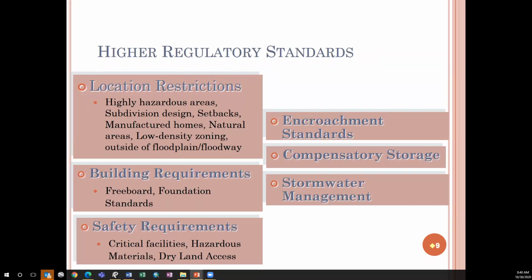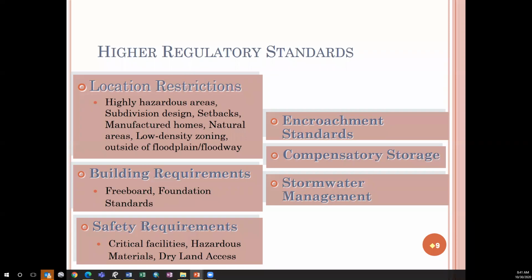Adopt higher standards for manufactured homes. It's one thing to say, well, a manufactured home has to be anchored, but maybe you adopt standards that say, you know what, we find as X community that it's not in the public interest to even allow them in the floodplain in the first place. That's a higher standard than the base FEMA requirements. Some of the building requirements, I just mentioned freeboard, the strength of the foundations that are required, mentioned critical facilities a minute ago.